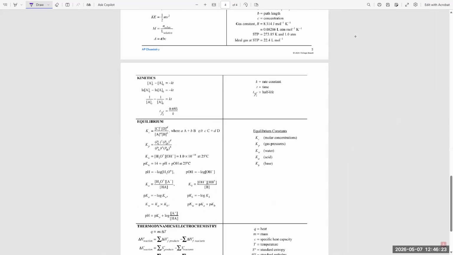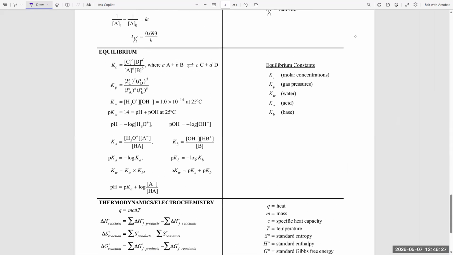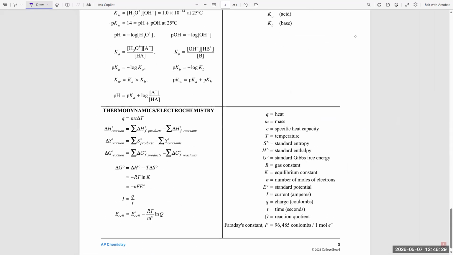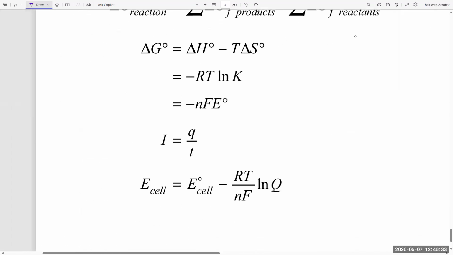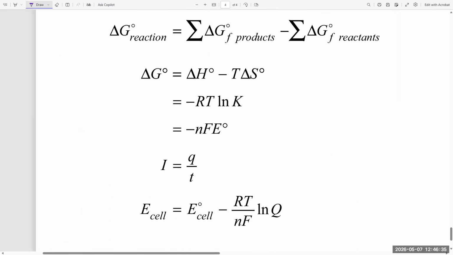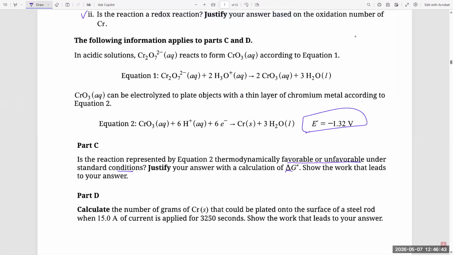Where's delta G? Delta G, where are you at? Did I just shoot through that? Oh, no, there it is, delta G. All right, here we go. So we got delta G right here. And for delta G, there are a couple of different renditions I need to use. Well, we're going to use this one, right? NFE. Let's go. So it says reaction.